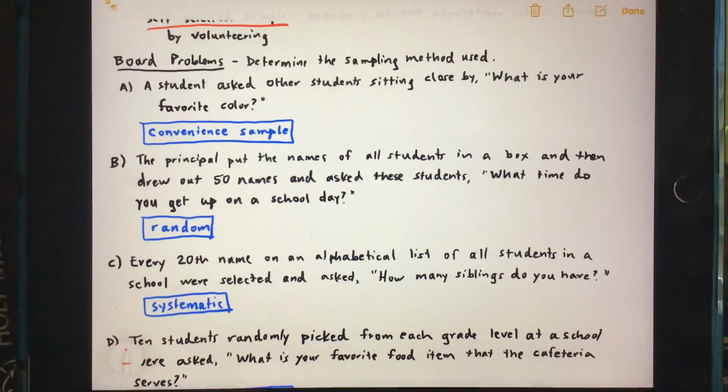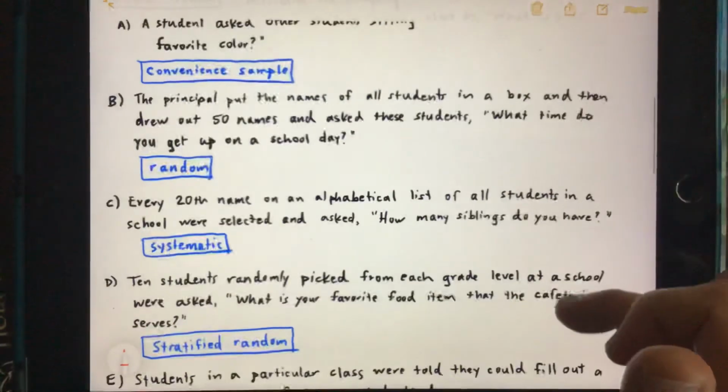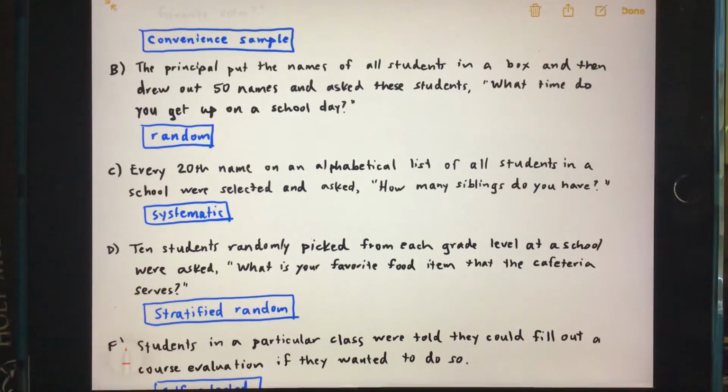Board problem C. Imagine every 20th name on an alphabetical list of all students in a school were selected and asked, how many siblings do you have? For this particular survey, we might be trying to figure out the typical number of siblings that a particular family grouping has at that school. Well, that would be a systematic sample. There's a rule that's being followed. You've got an alphabetical list, you pull off every 20th name, and that person gets asked the question. So these 3 sampling methods, random, systematic, and our next one, stratified random, are pretty good ways to get a representative sample of the entire population.